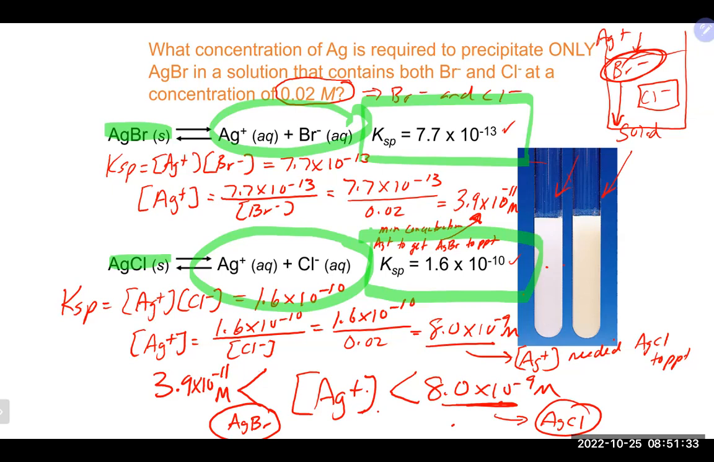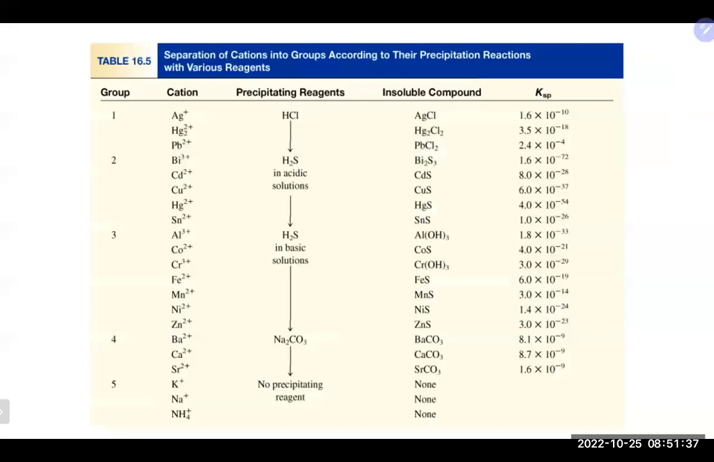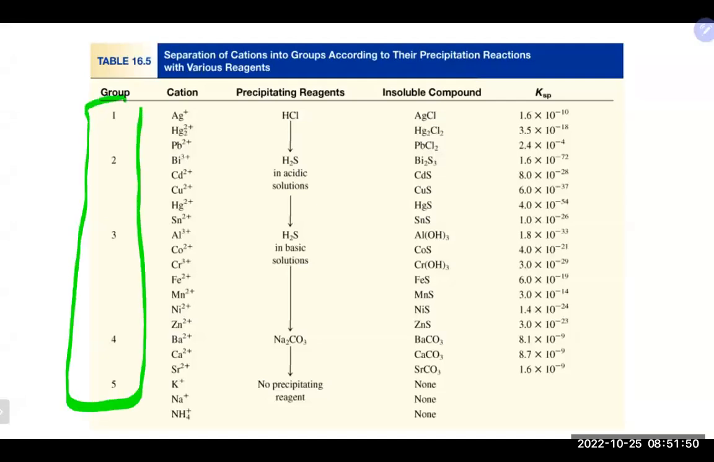All right, any questions on any of that there? All right. So that's a really important aspect of Ksp, which is selective precipitation. Although, as I mentioned, we really don't do these types of experiments anymore, that is what this table is about. There are ions that are broken up into groups, and this is what is known as qualitative analysis. They're broken up into groups not based on the periodic table groups, but based on solubility. So things that are similar in solubility rules.